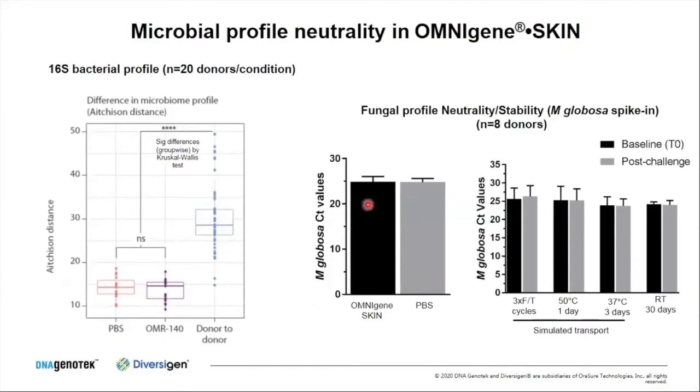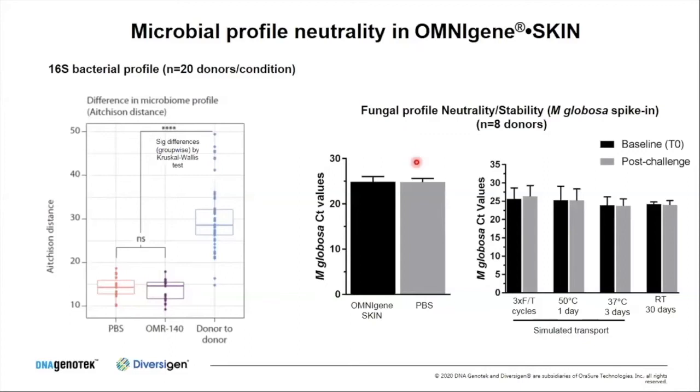So we also tested fungal profile neutrality and stability. We chose not to do ITS sequencing because the fungal DNA that you get in a typical skin sample is very, very low. It's only a fraction of the total DNA. So what we ended up doing is using a spike-in of M. globosa, Malassezia globosa, which is a very well-known skin commensal. And a live culture of M. globosa was spiked into collected paired face samples from 8 donors.